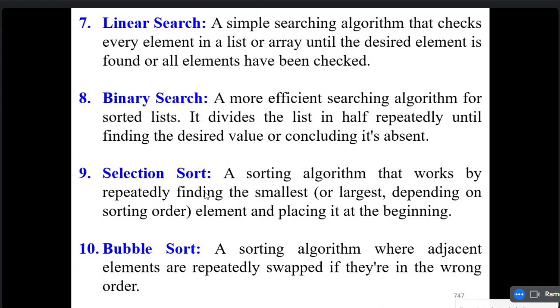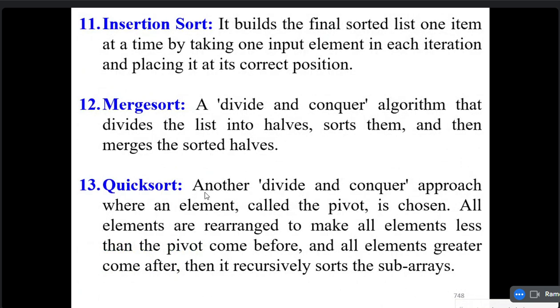Selection sort is a sorting algorithm that works by repeatedly finding the smallest or largest element, depending on sorting order, and placing it at the beginning. Bubble sort is a sorting algorithm where adjacent elements are repeatedly swapped if they are in the wrong order. Then insertion sort: we are choosing one item at a time, taking one input element in each iteration and placing it at its correct position.